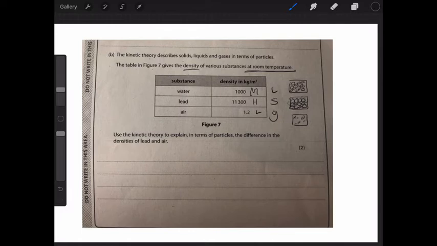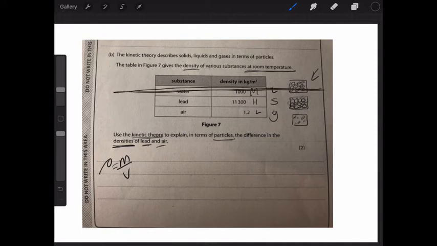Density, all to do with, remember, density, the mass per unit volume. How much matter have you got packed in? How many particles have you got packed in to a certain amount of space? So the question is actually asking me to use the kinetic theory to explain in terms of particles. So that's this bit that we've just revised, the difference in the densities between just the lead and the air, so we can actually ignore the water at this stage.